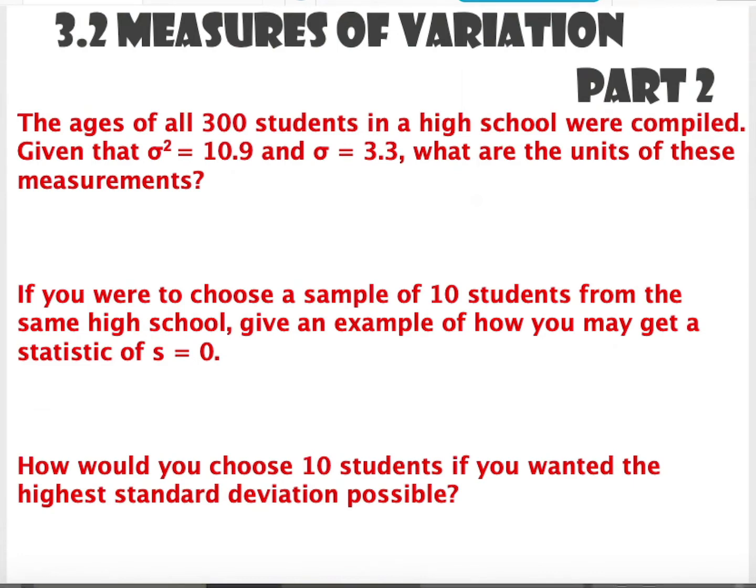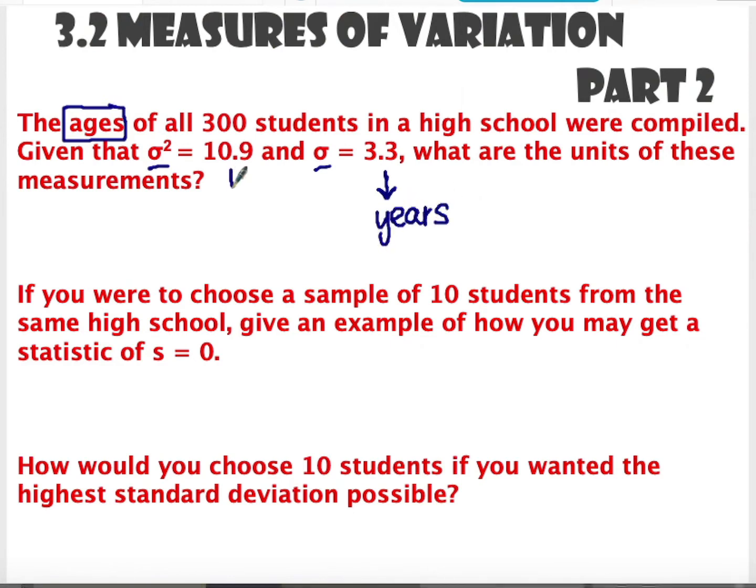The ages of 300 students in a high school were compiled. Given that the population variance is 10.9 and the population standard deviation is 3.3, what are the units of these measurements? The standard deviation is going to be measured in the same units that your data was measured in. Since we were talking about ages, we would be talking about how many years old someone is.